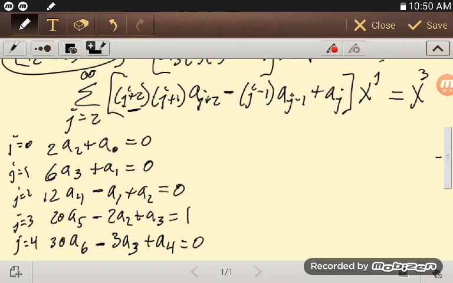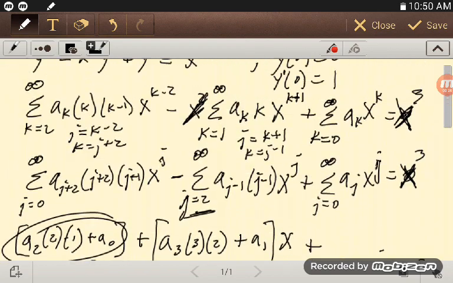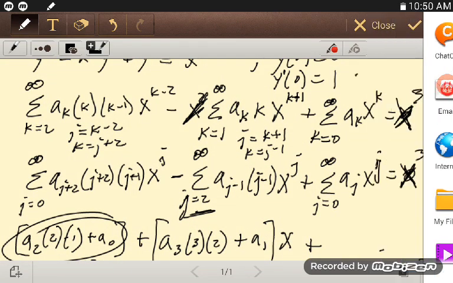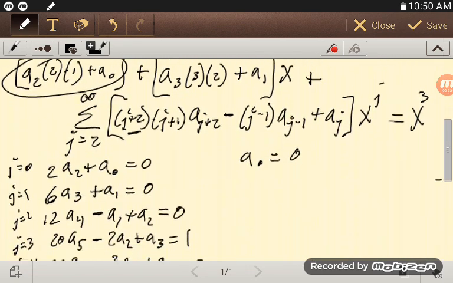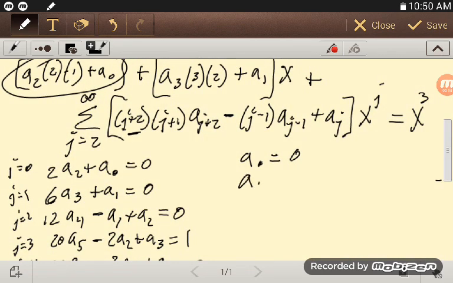So as I go to solve these, I know that a0 was equal to 0. We had that up here as the initial conditions. And then a1 is 1. And then from that, we have that a2 is equal to minus a0 over 2, which is 0.